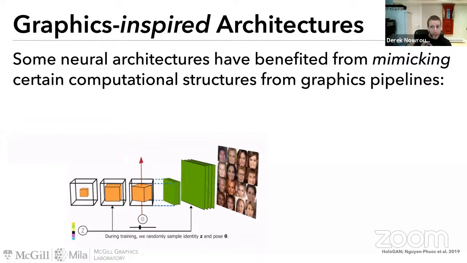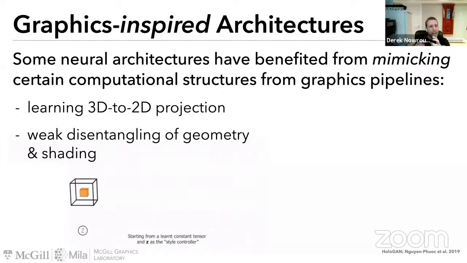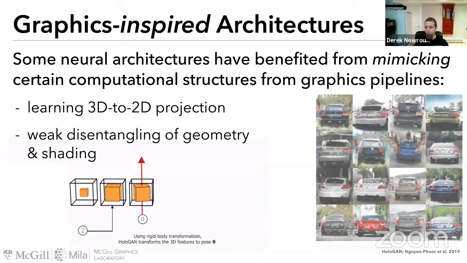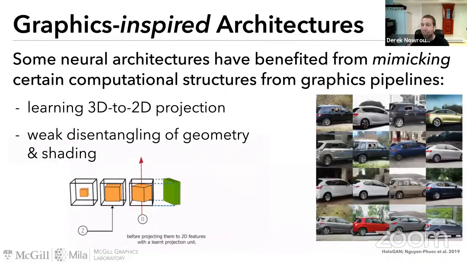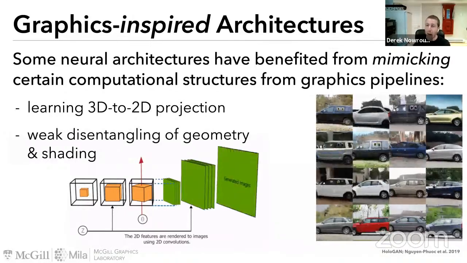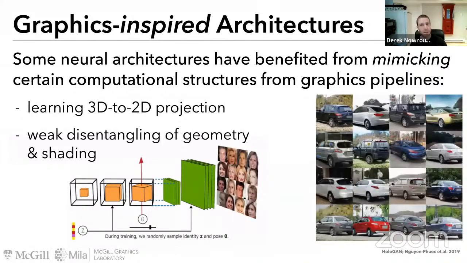So this is what I mean by imbuing your model with some kind of graphics-inspired structure. And it turns out that if you're careful about how you do this, you can effectively learn parts of the graphics pipeline. You can learn the 3D to 2D projection. You can even learn to disentangle, to a certain extent, geometry, which lives in 3D, and shading, which is observed in image space. This allows them to rotate objects in images, at least in a more sample efficient and generalizable way than had they not had these 3D volumes.